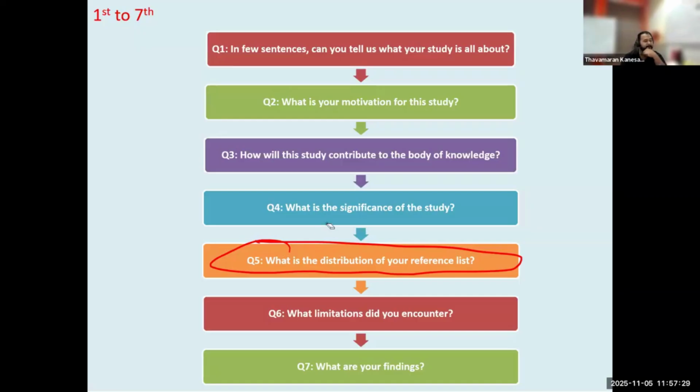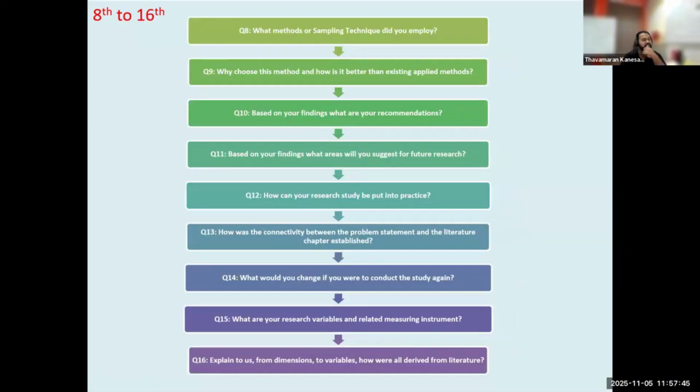All right. What is the distribution of the reference list, done. What limitations do you encounter? This one also you need to understand. If you only prompt and paste, you won't have any limitation, so you won't be able to answer this. What are your findings? I think it's very simple. If you understand very clearly, you'll be able to answer.